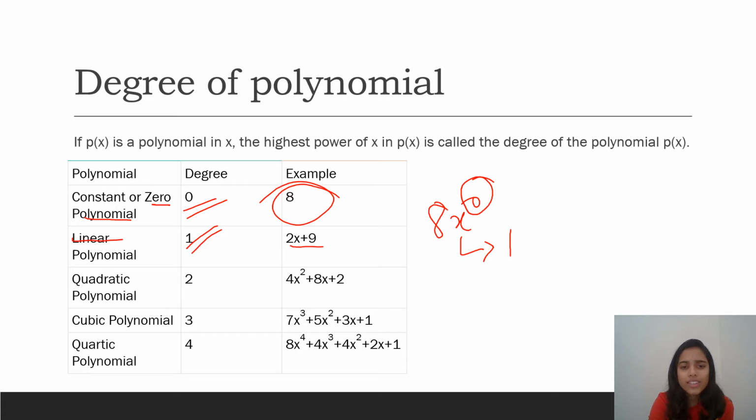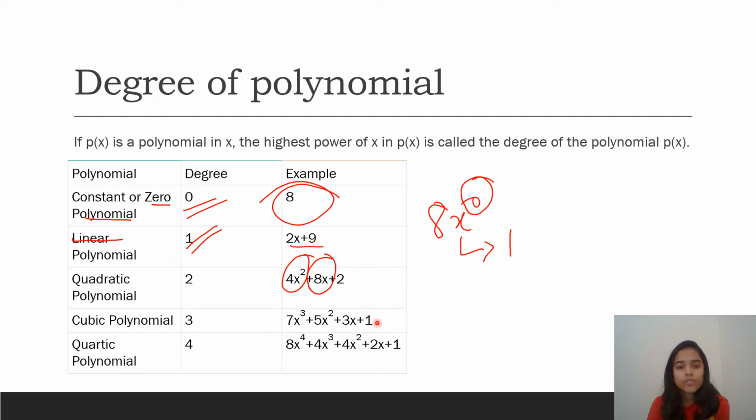Then in this equation, 4x square plus 8x plus 2, you might get confused because there are two powers of x in this equation, right? One is 2 and another one is 1. In the first term it is x square and in the second term it is x. So you might get confused. So remember that the degree of the polynomial is that with the highest power. The highest power of x is the degree of the polynomial. So what is greater, 2 or 1? 2, right? So the degree of the polynomial is 2.